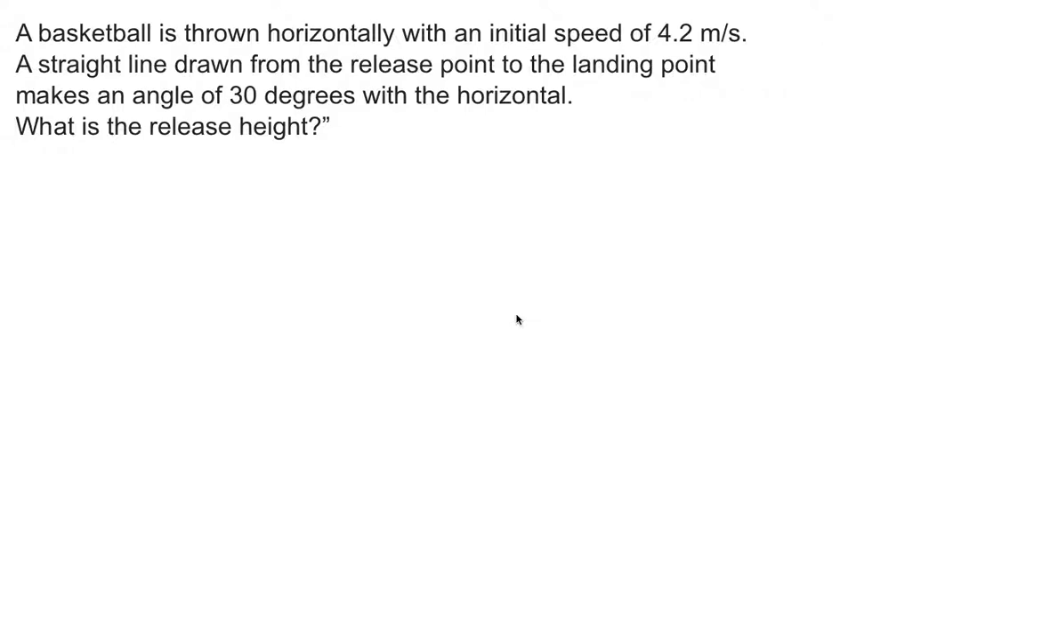This problem got emailed to me, and I thought it was a pretty good one, so I wanted to go over it in some detail. This is asking about a basketball thrown horizontally with an initial speed of 4.2 meters per second. And the straight line drawn from the release point to the landing point makes an angle of 30 degrees with the horizontal. What's the release height?